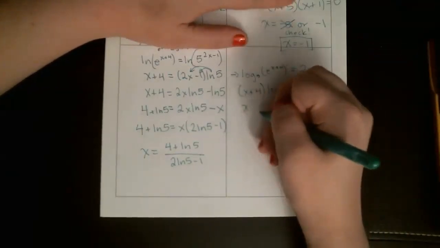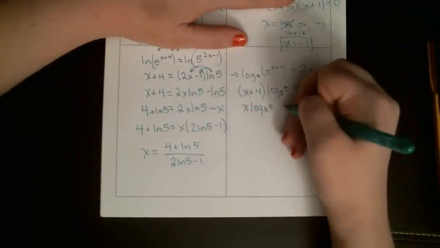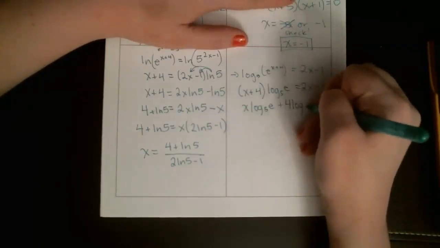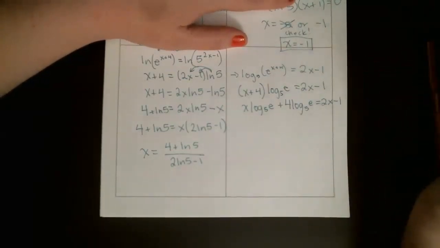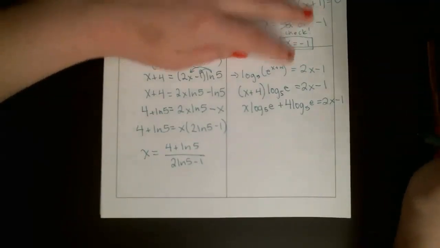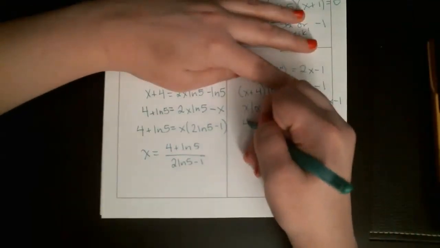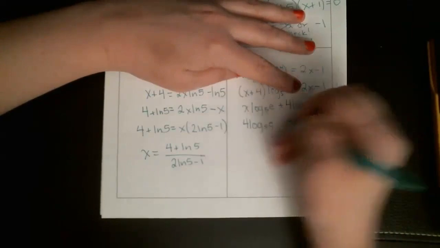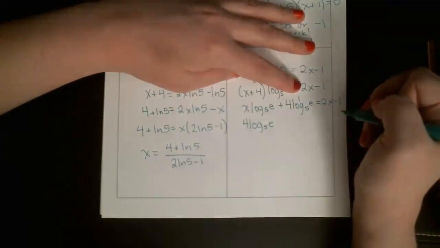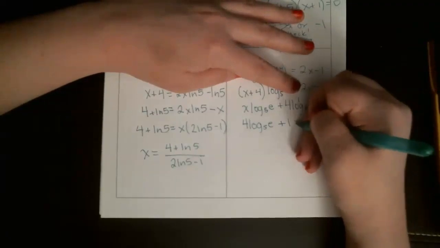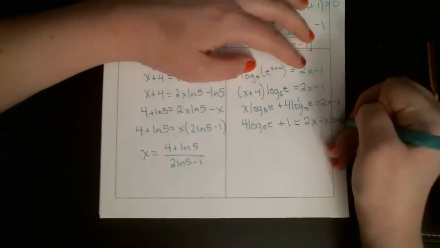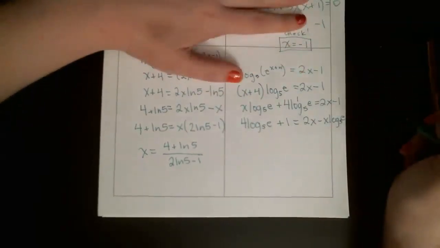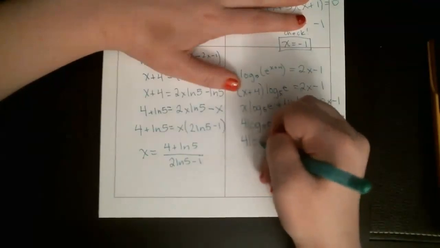If we then distribute, it would look like this. I'm going to choose the same side. I'm going to move x's to the right and leave constants on the left. So the 4 log base 5 of e stays where it is. I'm going to add 1 to that side. The 2x stays where it is, and I subtract the x log base 5 of e. I can then factor out the x.